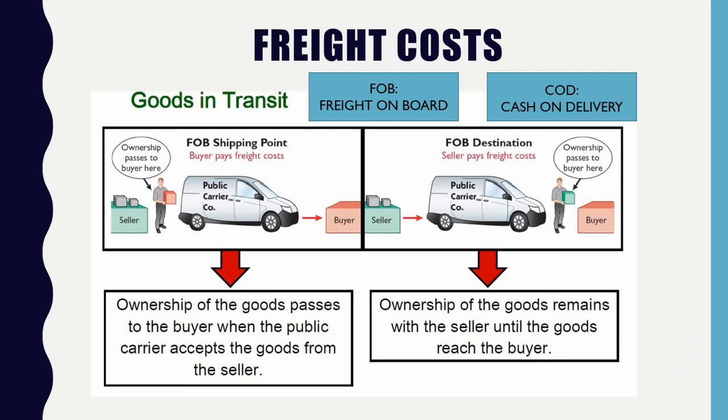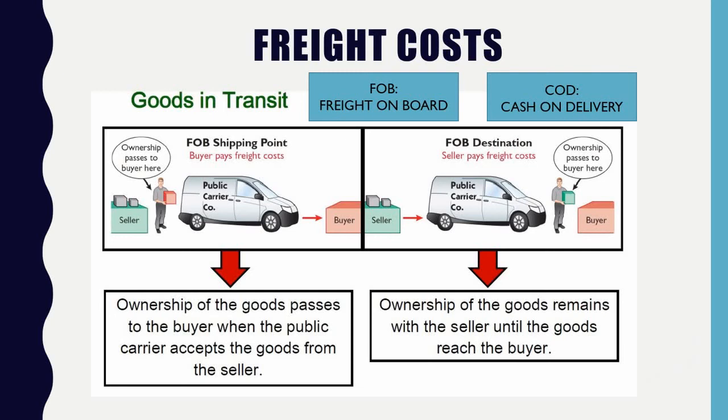What cash on delivery is, it's going to deliver to you, but you have to pay cash for the delivery. Straightforward. Now, understanding the difference between FOB shipping point and FOB destination is pretty much ownership entitlement to the inventory or the asset that you purchase.